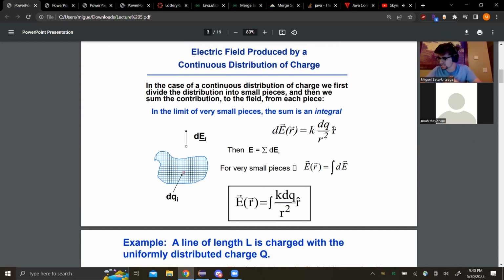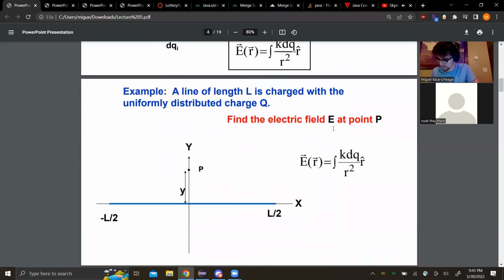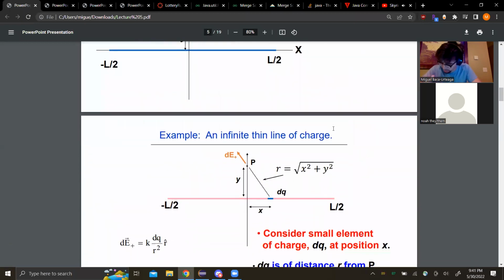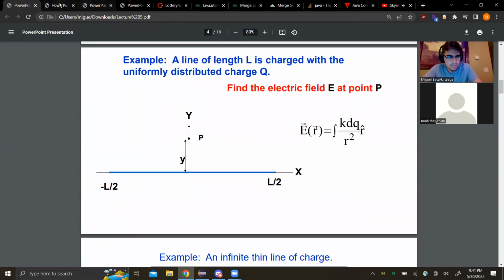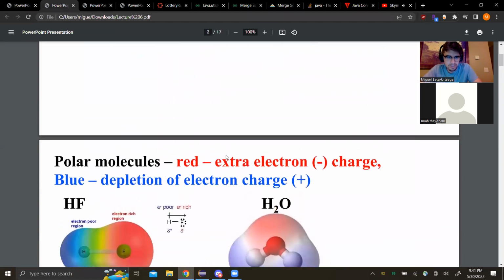So what we've got is this electric field. When it comes to learning physics, for me, if you show me this slide, I don't know what you're talking about. I kind of need an example, an application of this. So should we start with lecture 5 and then move on? Because then we go into polar molecules.